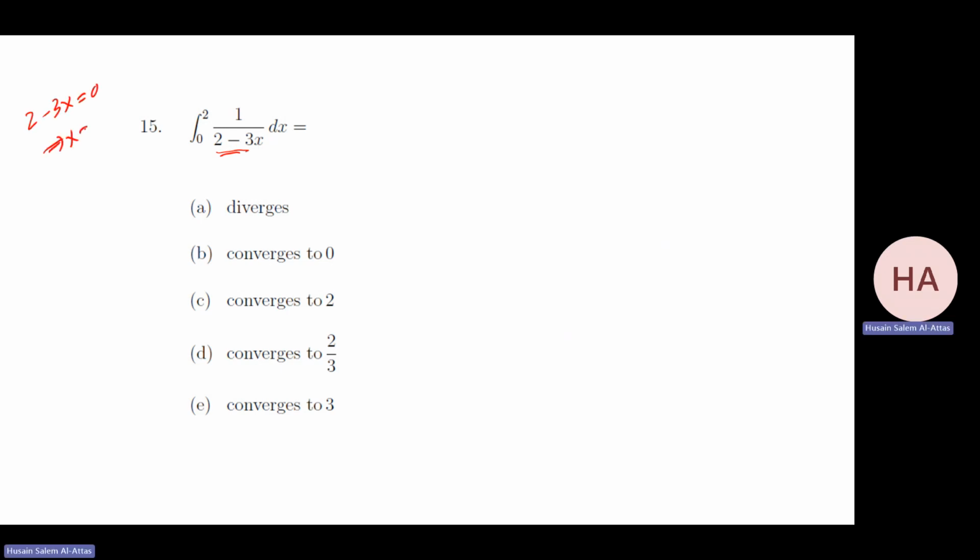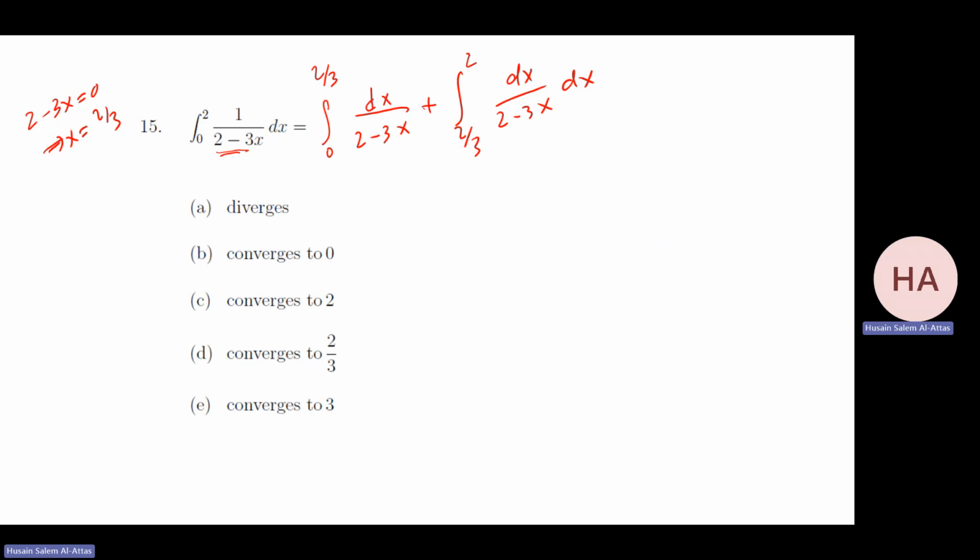When x equals 2 over 3. Not 3, but 2 over 3. Okay, so this integral will make it 0 to 2 over 3 of 1 over 2 minus 3x dx, plus 2 over 3 to 2 of dx over 2 minus 3x.